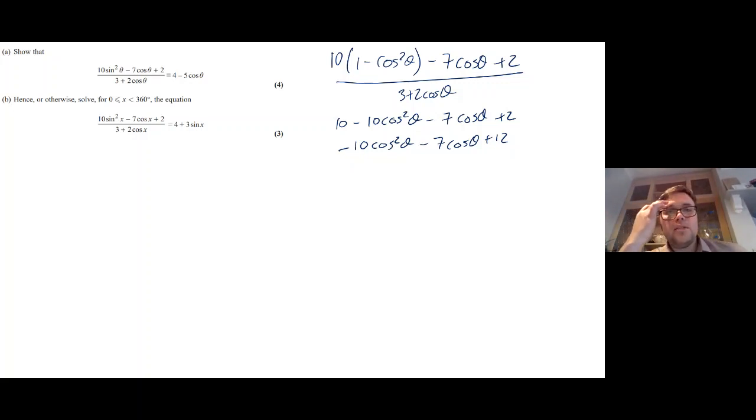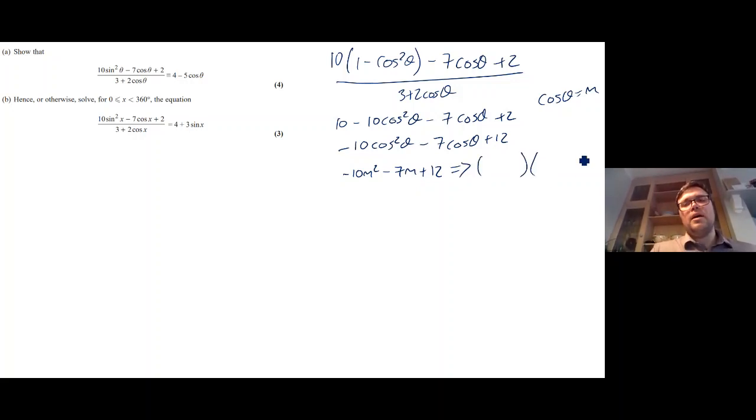The only way I can see me getting rid of the bottom part of it, because I can't move it over to the other side and expand it, is if I can factorize this. Now this is minus 10 cos squared theta minus 7 cos theta plus 12. You're not going to be able to use the quadratic formula for it because that'll give you the answer, so I need to factorize it. Therefore, if I put cos theta equals, let's leave it as m again, I can then say that that's minus 10m squared minus 7m plus 12.